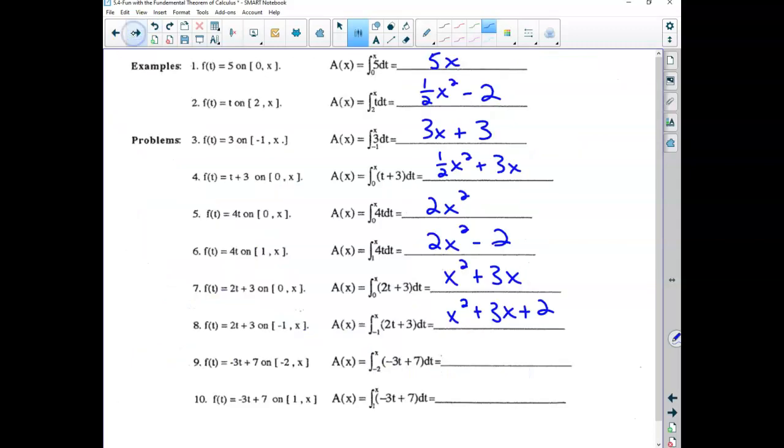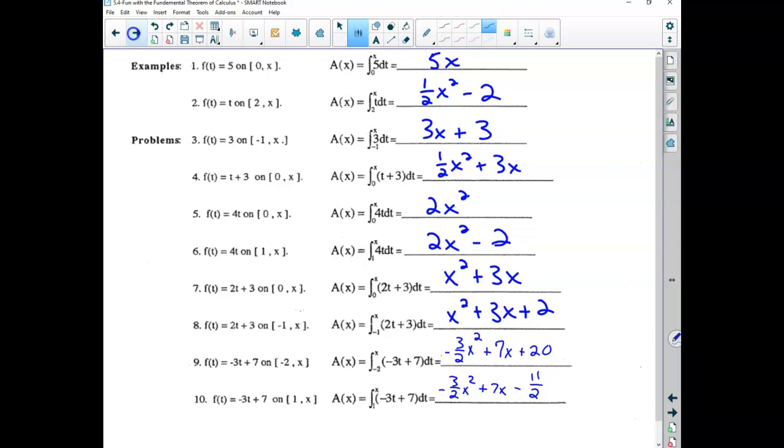And hopefully you guys did fill out the rest of this page. So I know this one's going to be negative 3 over 2 x squared plus 7x plus 20. And this is negative 3 over 2 x squared plus 7x minus 11/2. And the whole question of the day is, where the heck did this constant come from? Okay, what are we talking about? Where did all those constants come from?